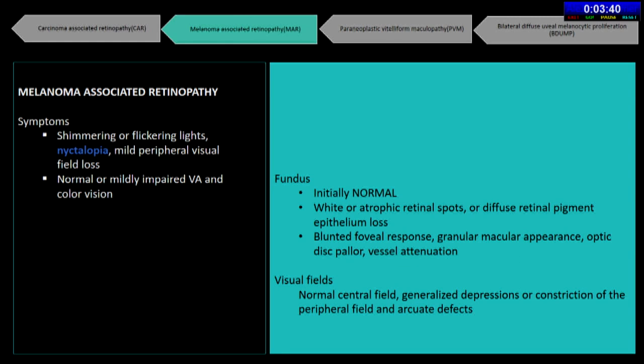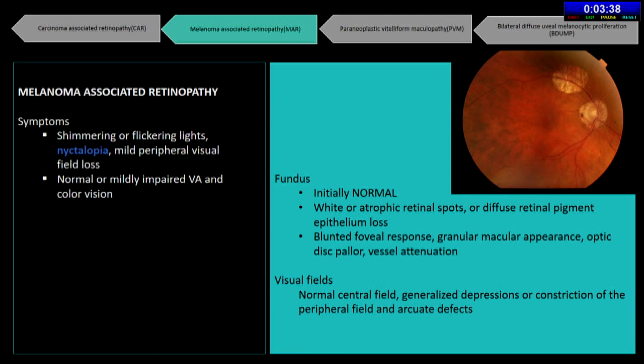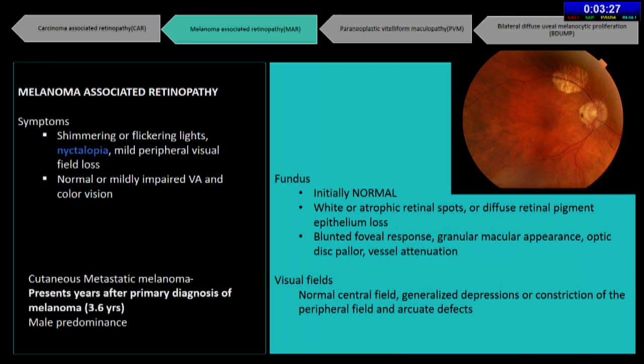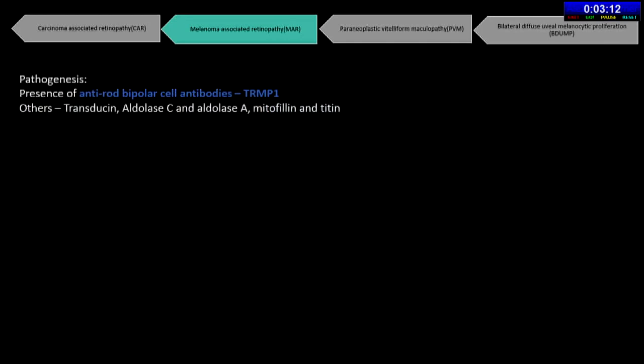Here again, the fundus can be completely normal or can have, again, very vague, non-specific findings like white atrophic patches, diffuse RPE atrophy, blunted foveal reflex, and visual fields are also going to show some changes. Now, in most of these cases, there is already an underlying diagnosis of a cutaneous malignancy, and that makes the job easier for us. If it's not diagnosed, we need to suspect and send for the appropriate workup.